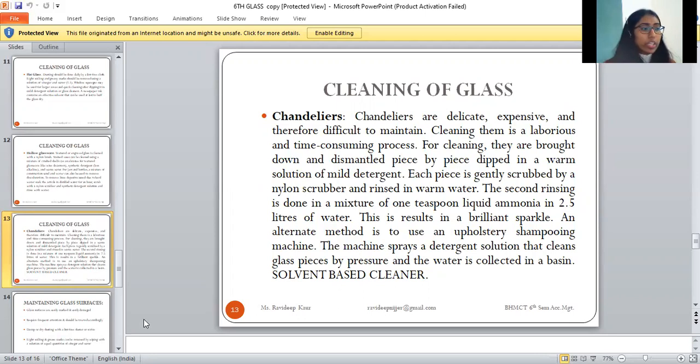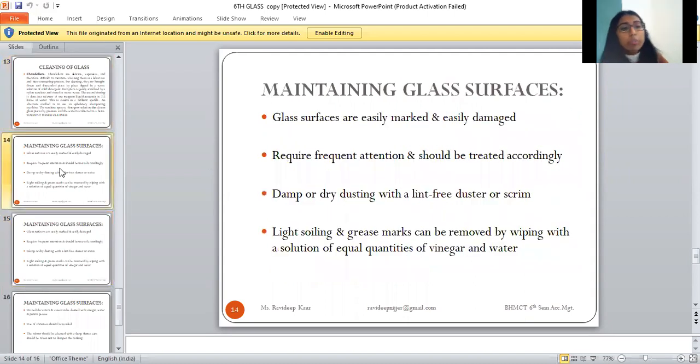We have studied how we clean flat glass, hollow glasswares, and chandeliers. These three are the categories of glass, and we have studied how to clean them. Now we'll learn how to maintain glass and glass surfaces. First, glass surfaces are easily marked and easily damaged. You know that glass is very delicate. Glasses are delicate, so they get marked, scratched easily, and even get broken easily.